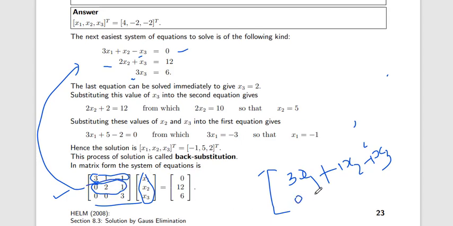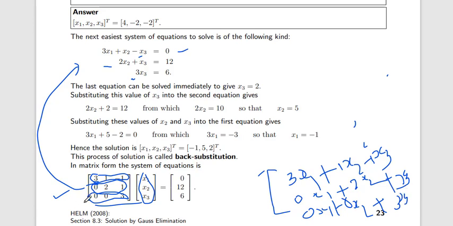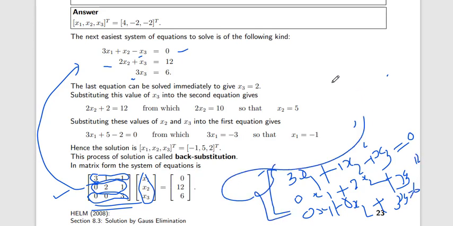Then second row and first column: 0x1 plus 2x2 plus 1x3. Then third row and first column: 0x1 plus 0x2 plus 3x3. Okay, multiplication completed. Then it is equal to 0, 12 and 6. Okay, the linear equations are found.